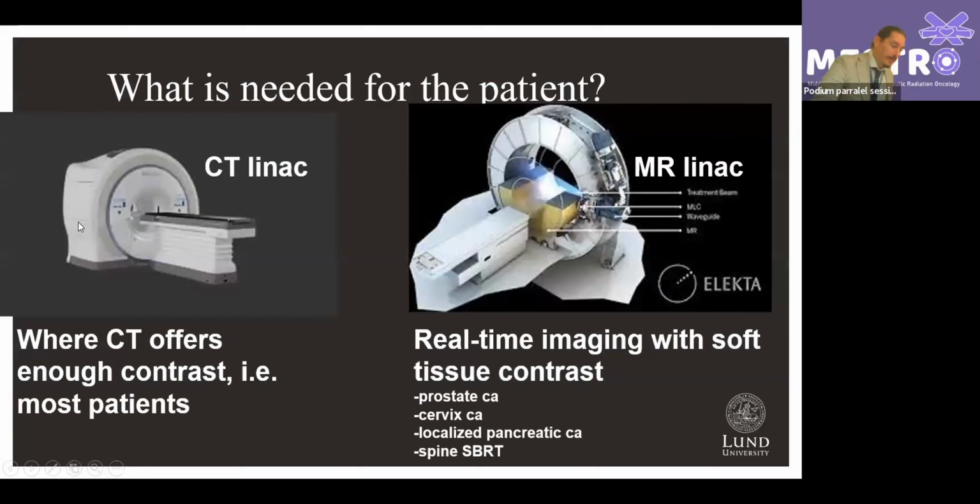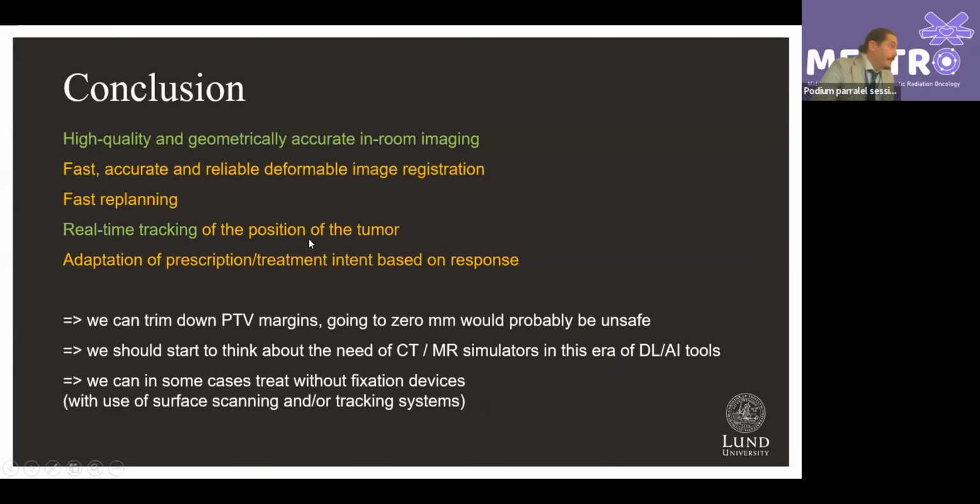So I think it leaves us with what kind of imaging do we need for the patient on the day of the treatment, really, and for patients with soft tissue contrast necessary, so like prostate, cervix, and pancreatic cancer, maybe spine SBRT, MR linac could be used. Otherwise, I think probably a CT style linac would be enough. But that sort of leads us to the conclusion.